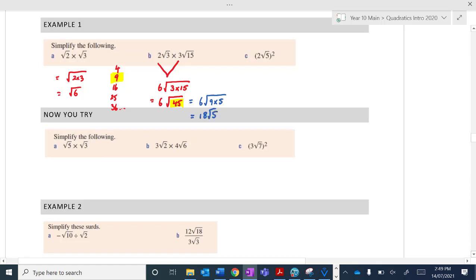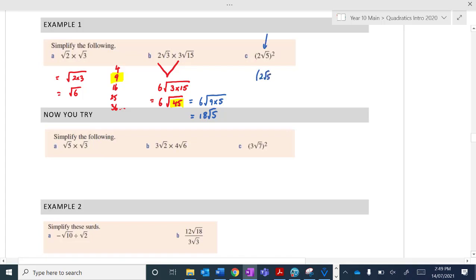Can we stop there now? Are we done now? Yes, we are. 5 is a prime number, the only factors are itself and 1. So we know that we can stop there, 18 root 5. A lot of the time this can trouble students, but remember, just write it out like this.